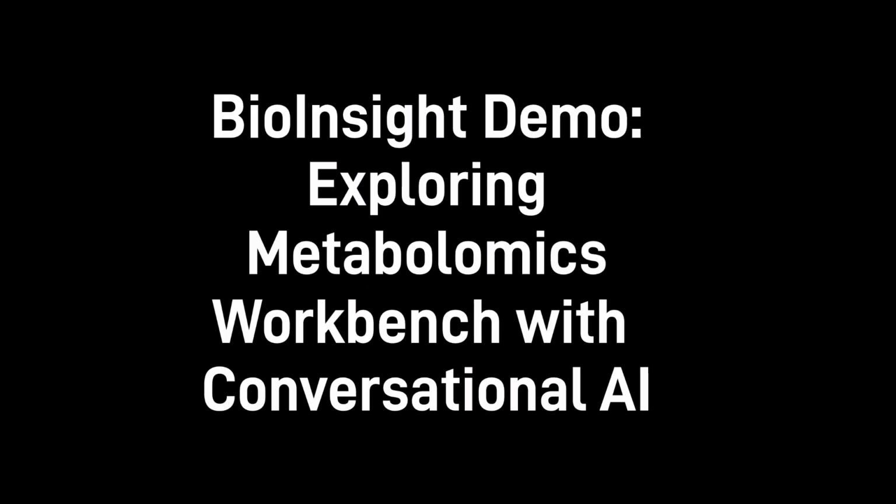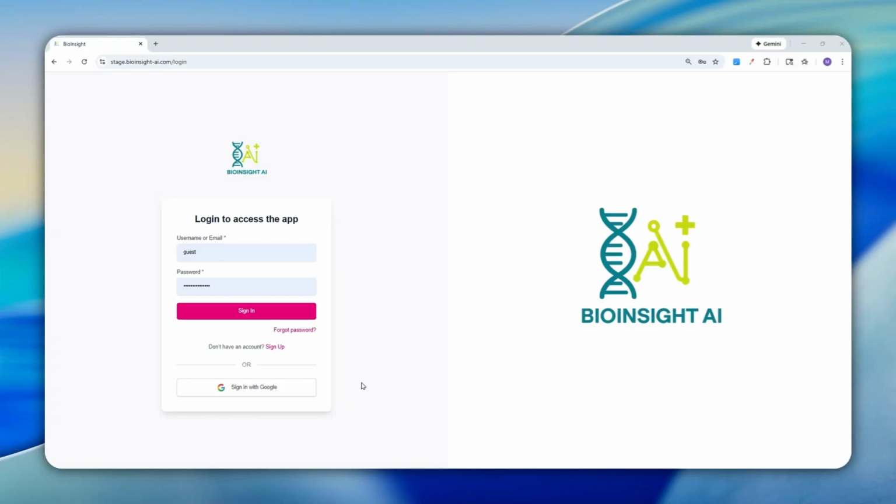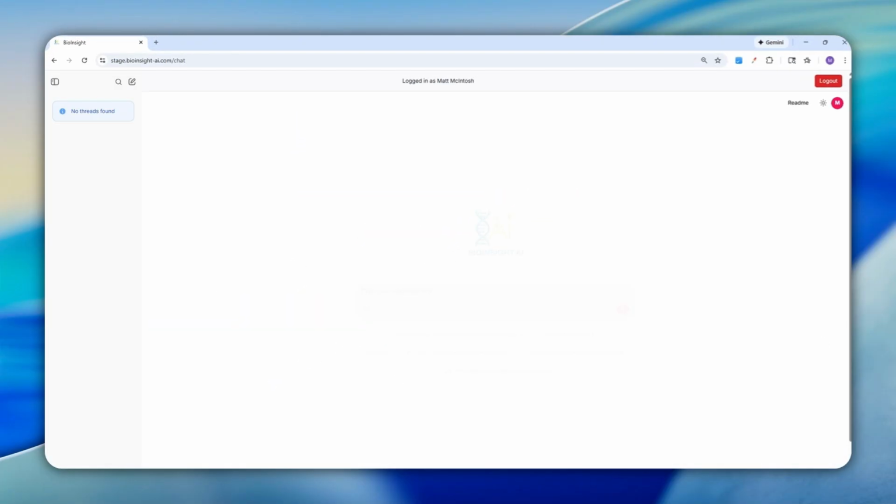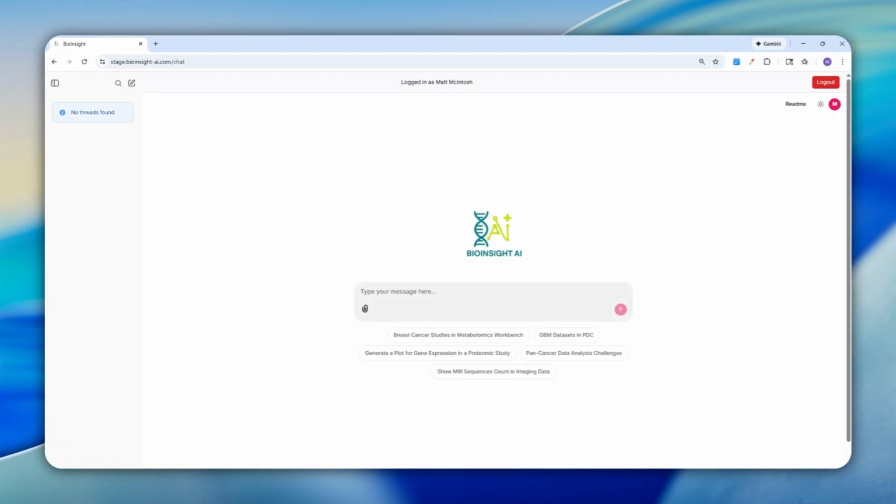BioInsight Demo. Exploring Metabolomics Workbench with Conversational AI. Part 2. Now let's switch gears and look at how BioInsight supports metabolomics researchers using data from the Metabolomics Workbench.